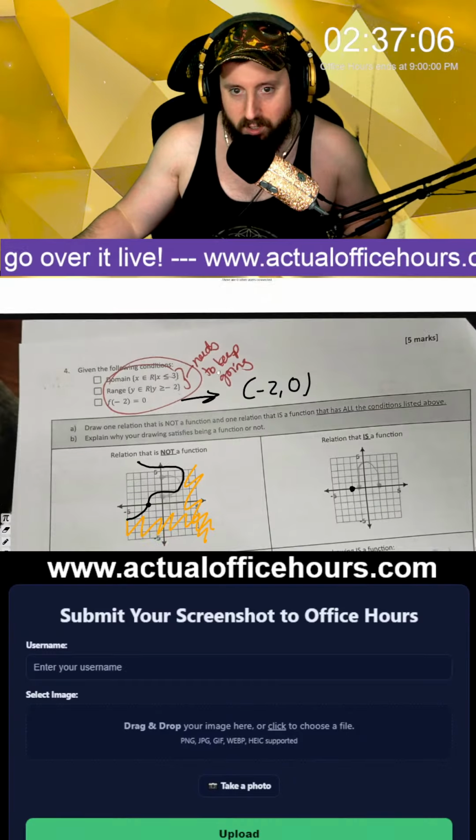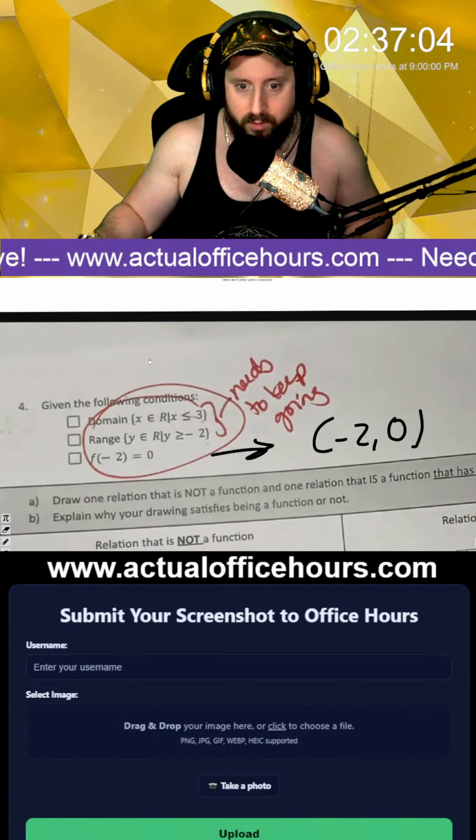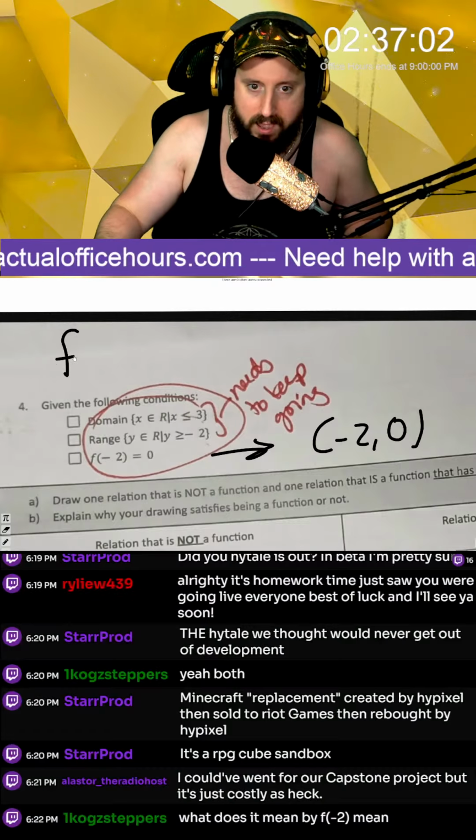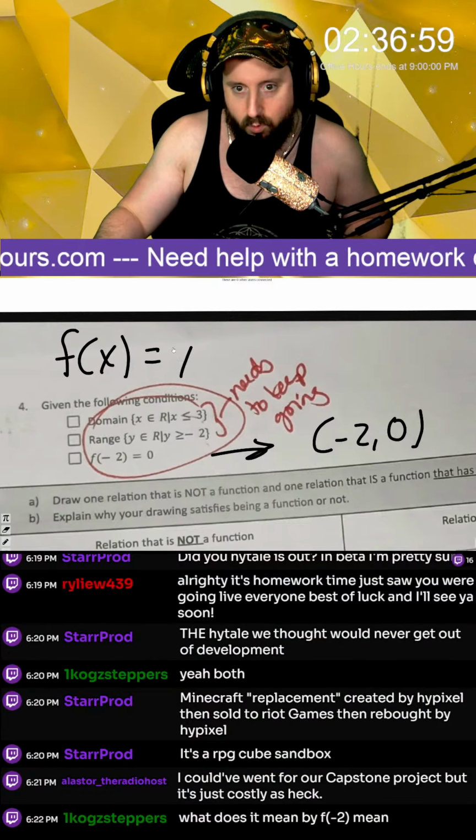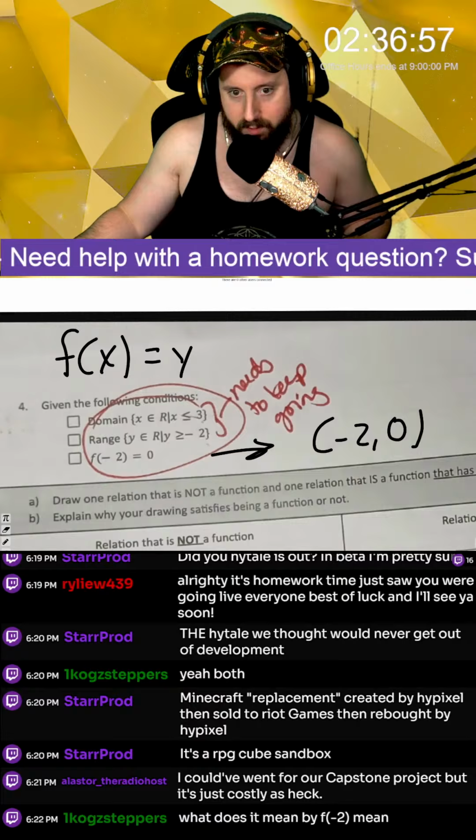What does f of -2 mean? Good. Okay. So the general form for this is that f of x is equal to y. That's kind of how this works.